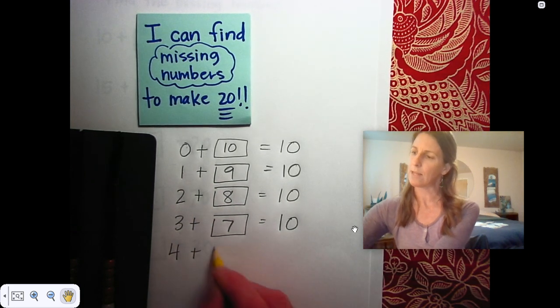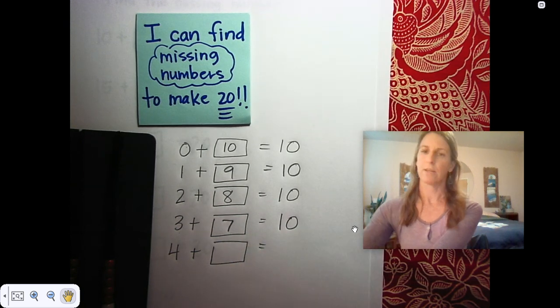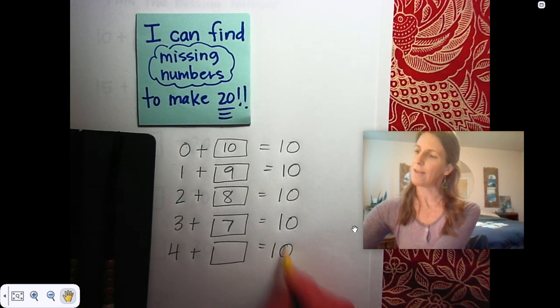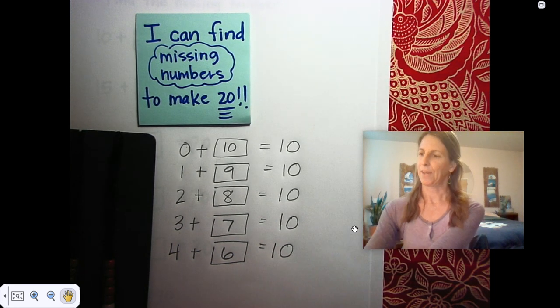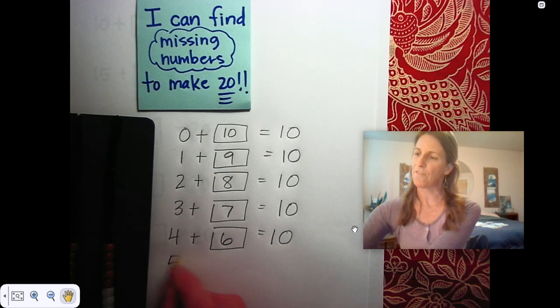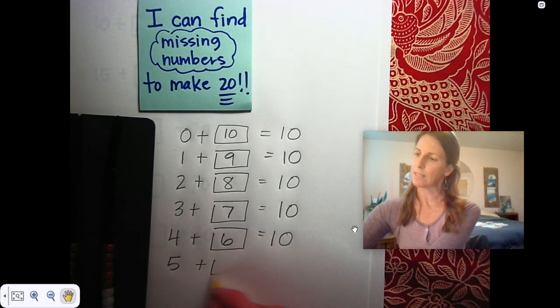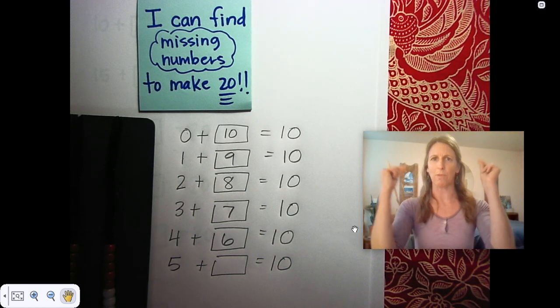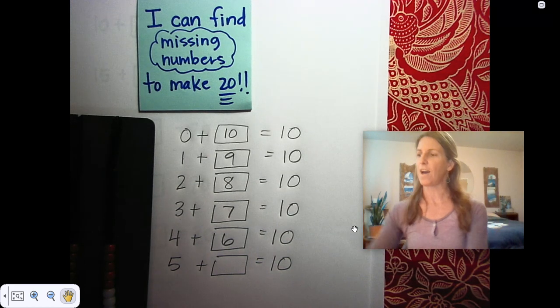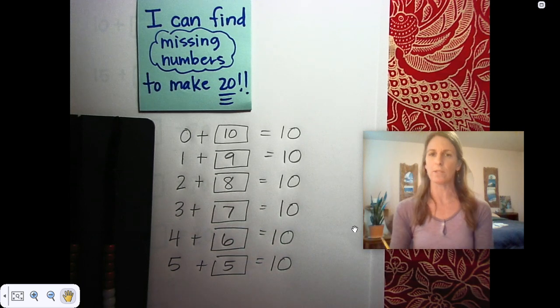4 plus some number equals 10. 4 plus 6 equals 10. All righty, friends. 5 plus some number equals 10. This one should be fast. It's a double. 5 plus 5 equals 10.